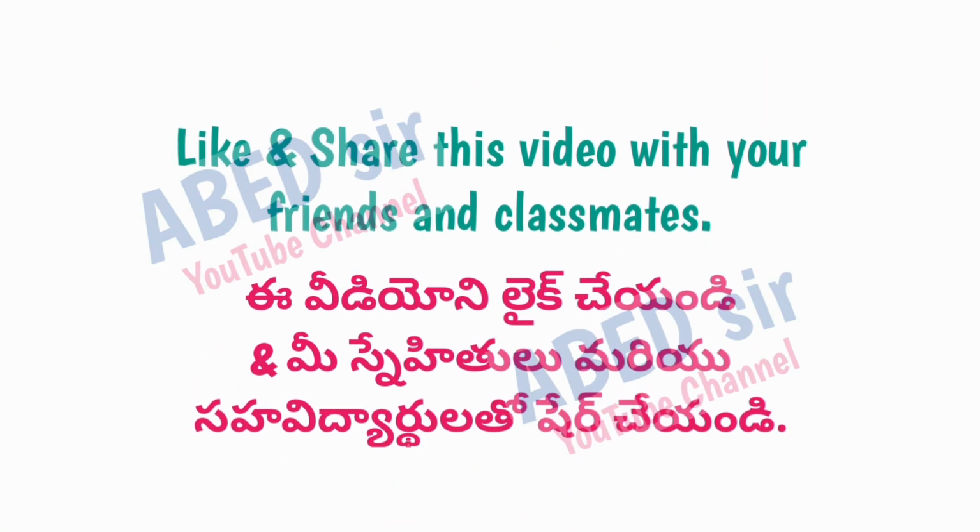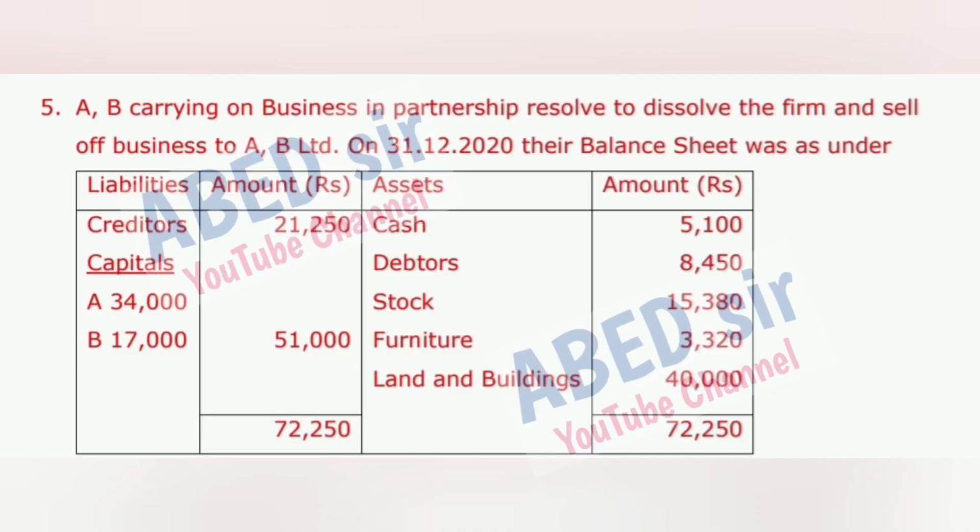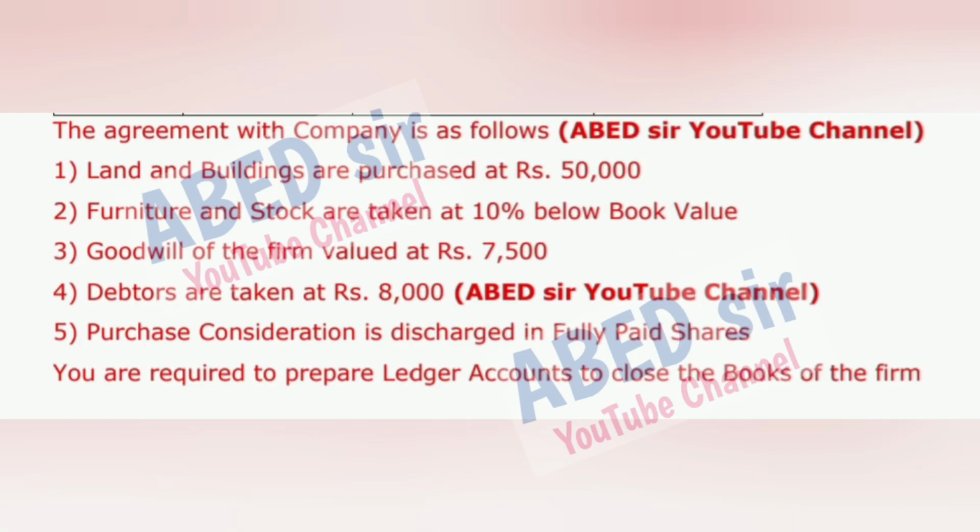Next important long question is 5A. A and B carrying on business in partnership resolve to dissolve the firm and sell off the business to A, B Limited. On 31st December 2020 their balance sheet was as under. The agreement with the company is as follows.